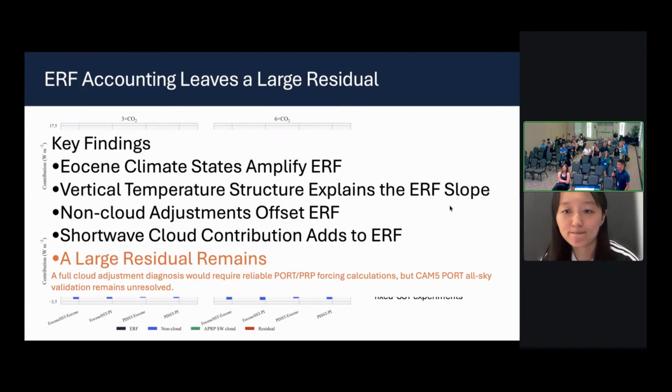Maybe I can ask one. What's your interpretation of the residual term? Have you considered specifically the stratospheric temperature? Somehow, after you consider that, will that close the budget better? I don't know. I need to fix the kernel first. Okay.